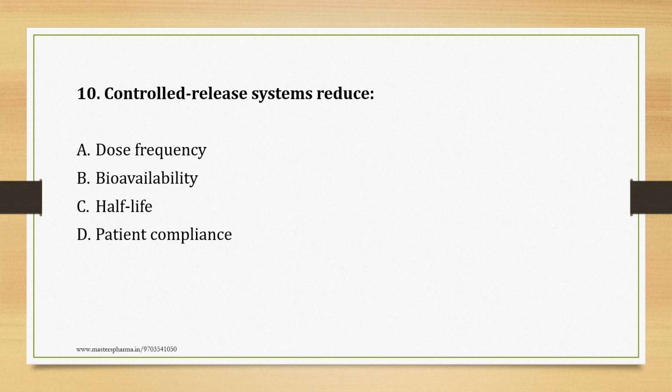The next question. A controlled release system reduces dose frequency, bioavailability, half-life, or patient compliance. The correct option is dose frequency. Controlled release or modified release drug delivery systems are designed to release the drug at a predetermined rate over an extended period, because the drug is maintained within the therapeutic window for longer. Dose frequency is significantly reduced. For example, a drug that normally requires dosing 3 to 4 times a day in immediate release form may be given once daily in controlled release form.